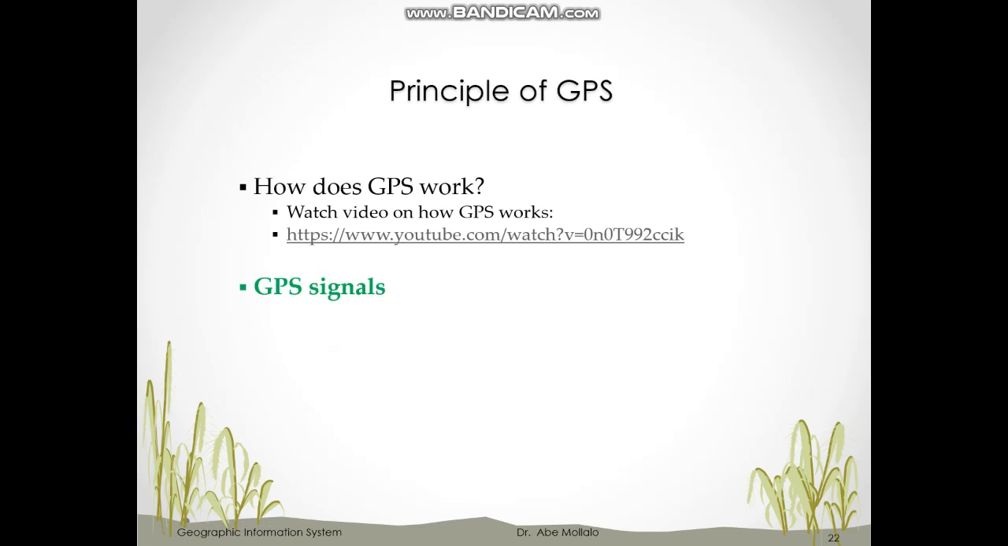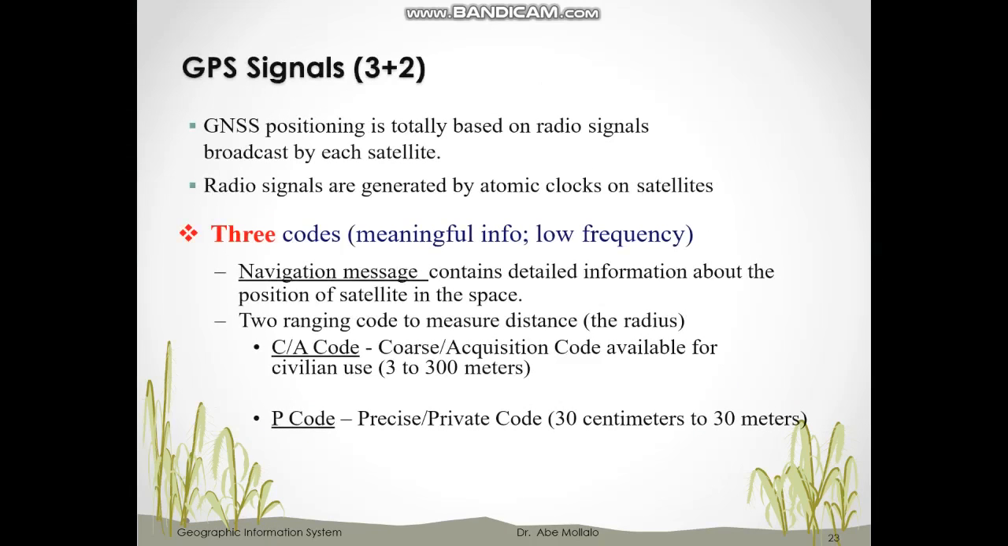So now let's move on to GPS signals. As we talked about just now, the entire positioning process in GNSS, like GPS, Galileo, Compass, and GLONASS, is totally based on the signals sent from each satellite. And the signals are generated by the atomic clock, and they contain information about time. So the GPS signals contain 3 plus 2 types of code.